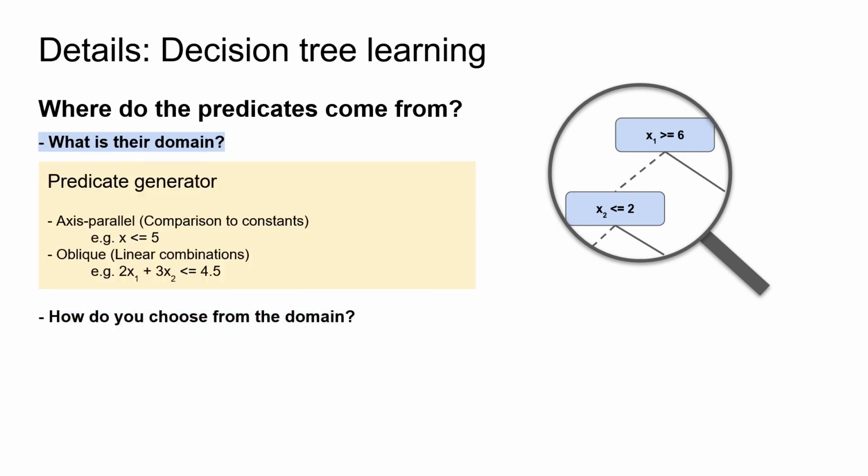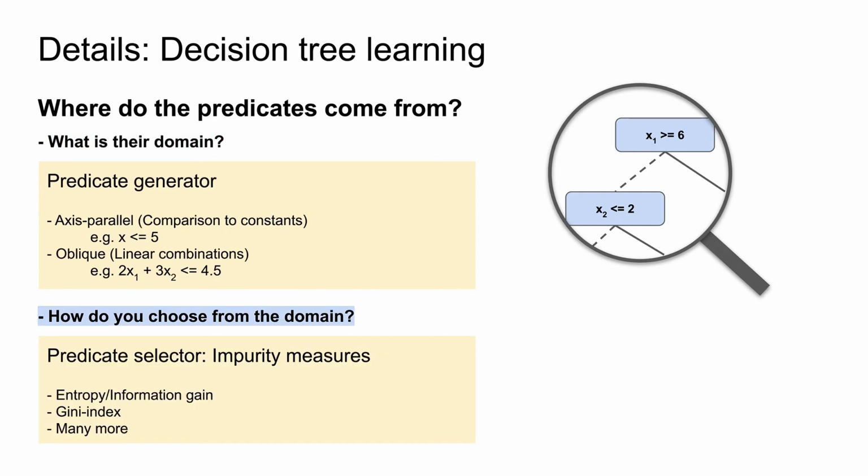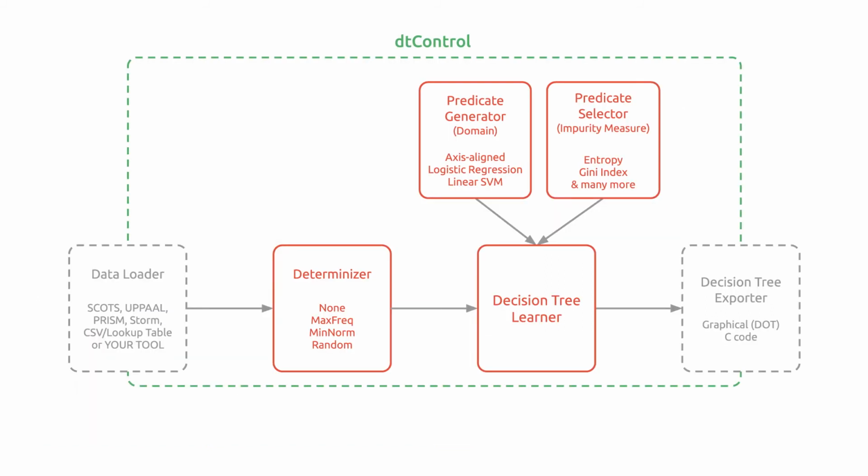For the first part, dtControl offers the standard axis parallel splits, as well as the more complicated oblique ones. These allow linear combinations of several variables. Once the domain is set, dtControl offers various heuristics, so-called impurity measures, to assess the quality of the predicates. This includes the standard impurity measures from machine learning, information gain and Gini index, but also some newly developed specialized heuristics. We summarize the working of dtControl in this diagram.